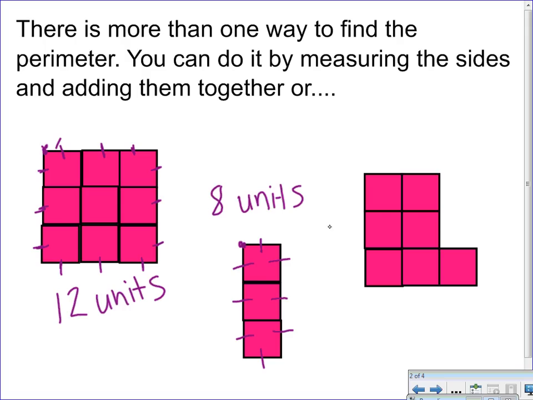Remember, since we are doing measurement, we always need to have a unit of measure at the end. And again, since we are not told whether this square represents miles or feet or yards or inches or centimeters, we're just using units.